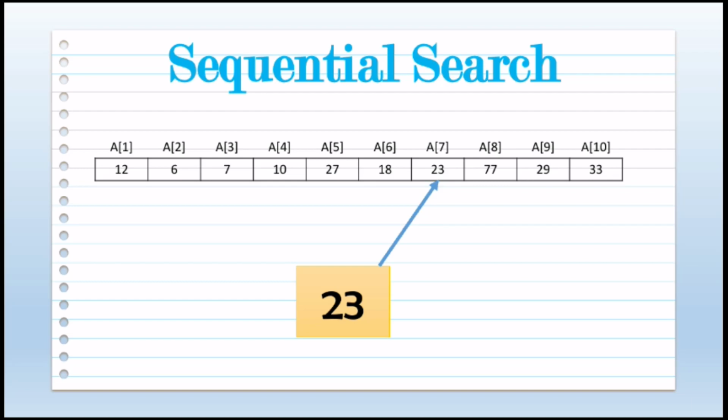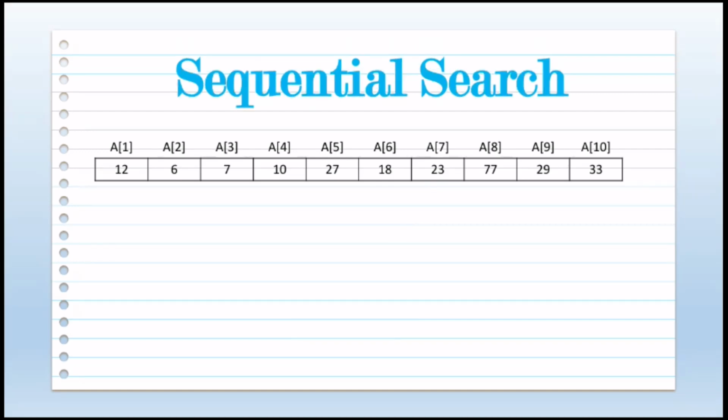Now we will take another example and see sequential search. Here is the second example, and suppose we want to search whether 45 is present in the list or not. First we will compare this element with the first element. Is 12 equal to 45? No, the condition is false. So we will compare the searching element with the second number. Is 6 equal to 45? No, again the condition is false.